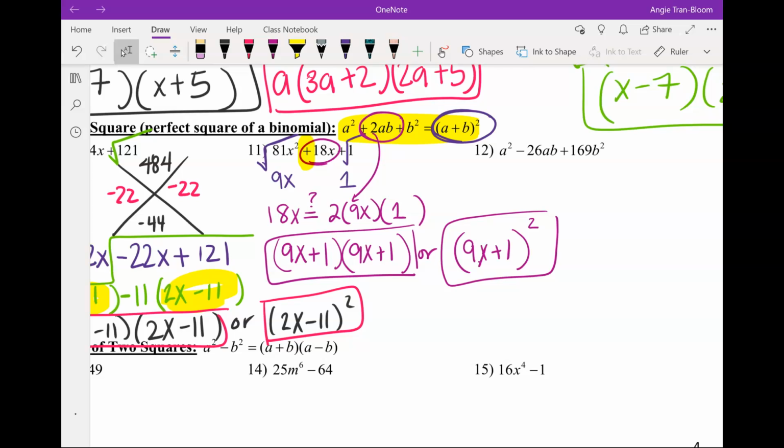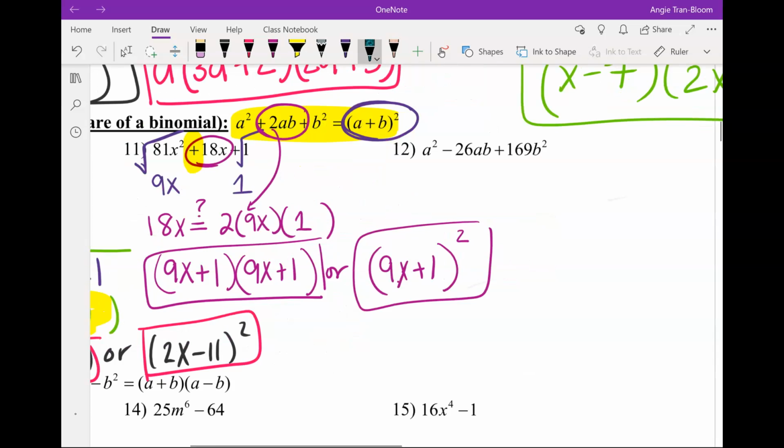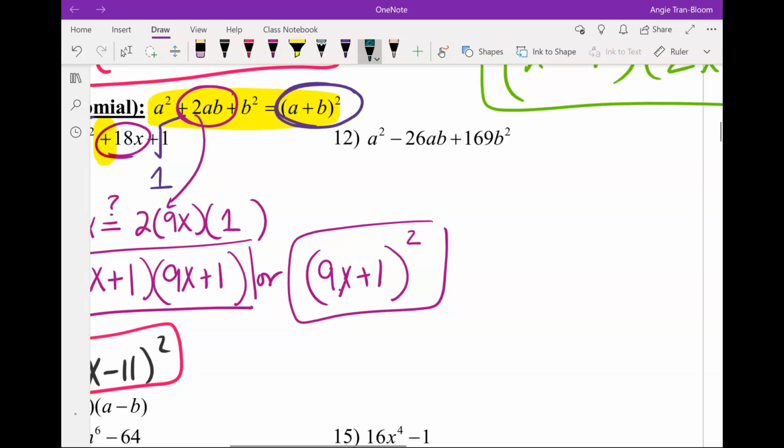Let's try one more, number 12. Let's check to see if it's a perfect trinomial. Mariana, can I take a square root of a squared? What do you get? A, perfect. Square root of a squared would definitely be a. Can I take a square root of 169b squared? What is that? 13b.